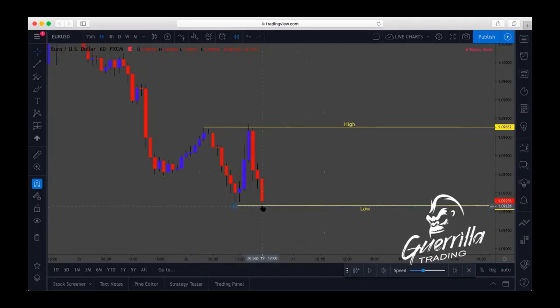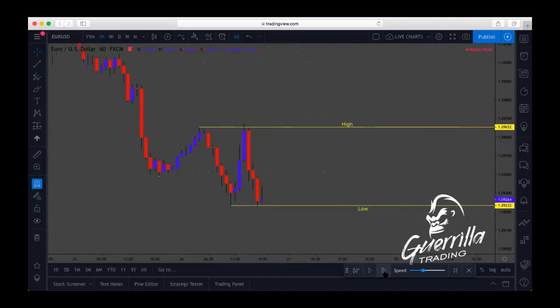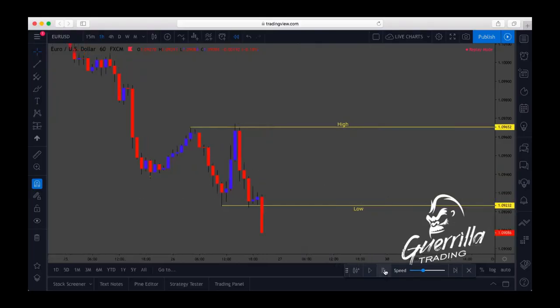Again, this has just broken the low, but has it broken it with any force? Not really. We've just sort of pulled back. The next candle, as you can see, is blue. So we've broken this low and we've retraced. Again, corrective nature. Okay, so we'll keep playing this and see.